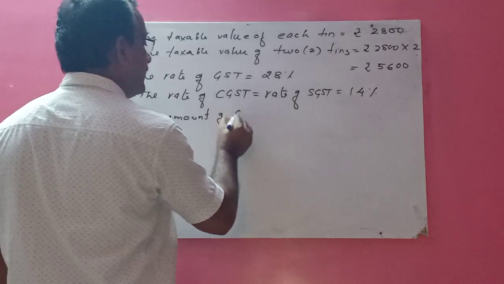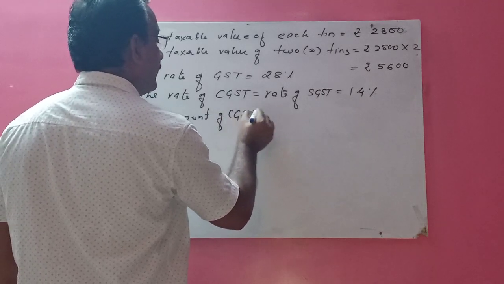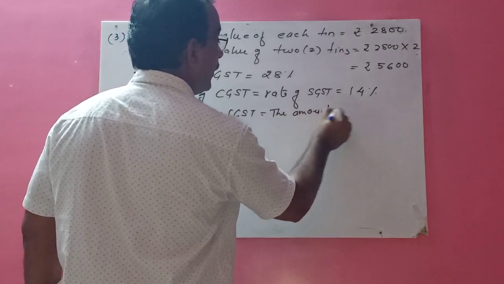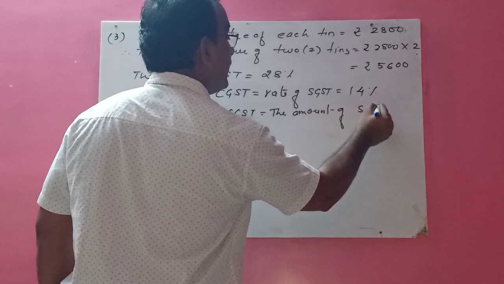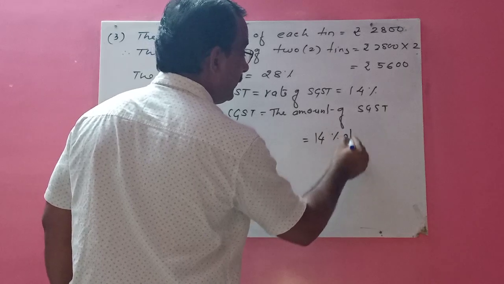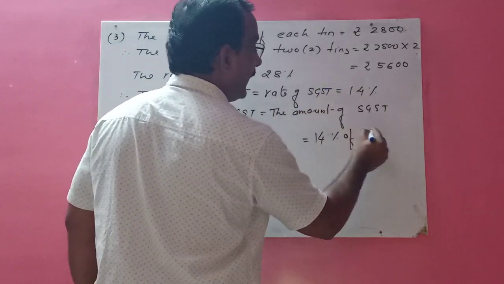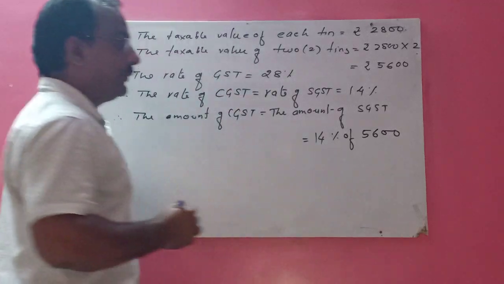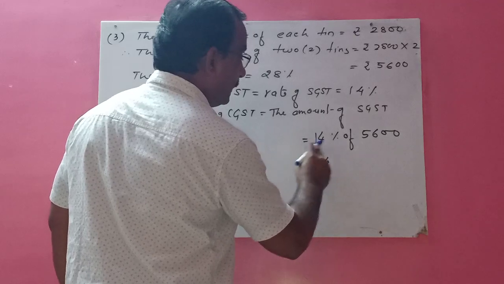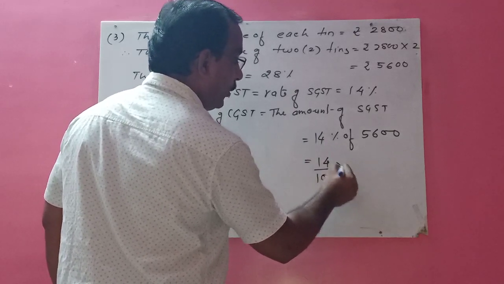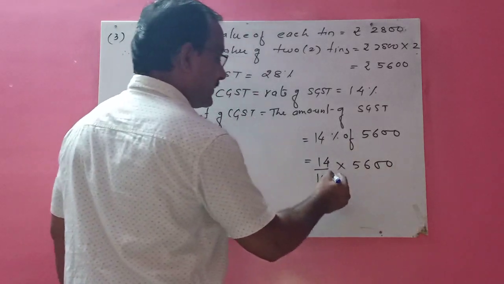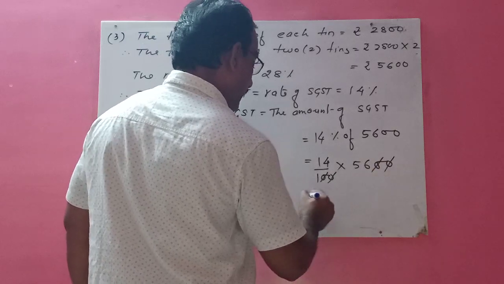of CGST, or you can say the amount of SGST is equal to what? 14% of which amount? 5600. 14% of 5600. So this is 14%. So 14 upon 100 of means multiply. This is 5600. This 20 gets cancelled and then multiply.